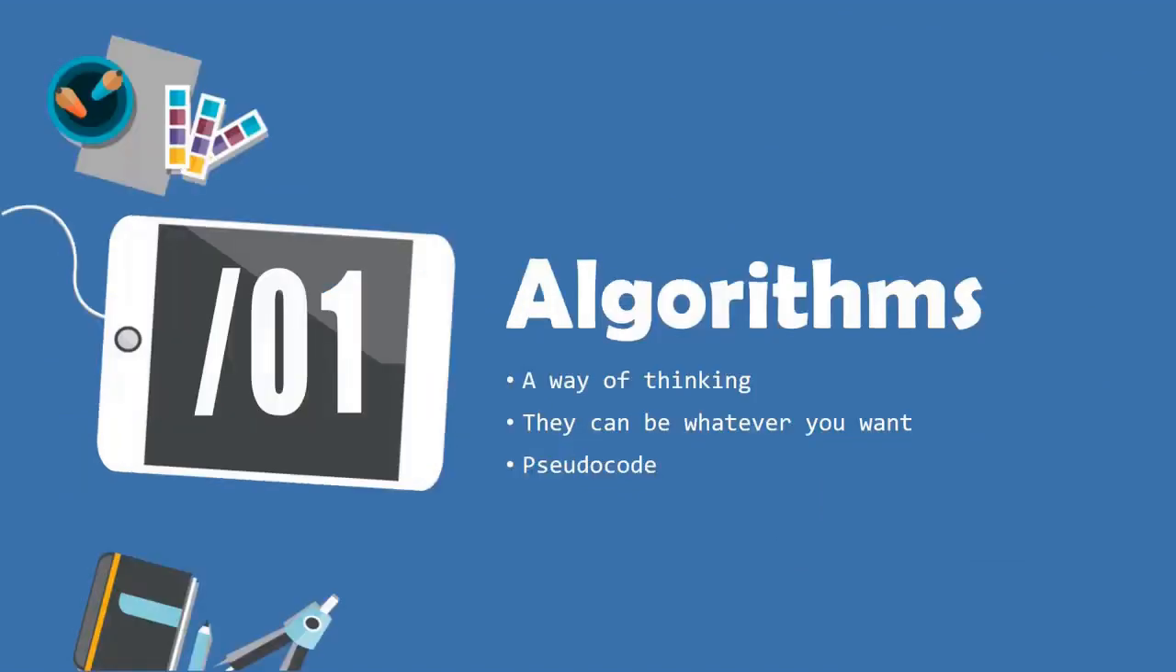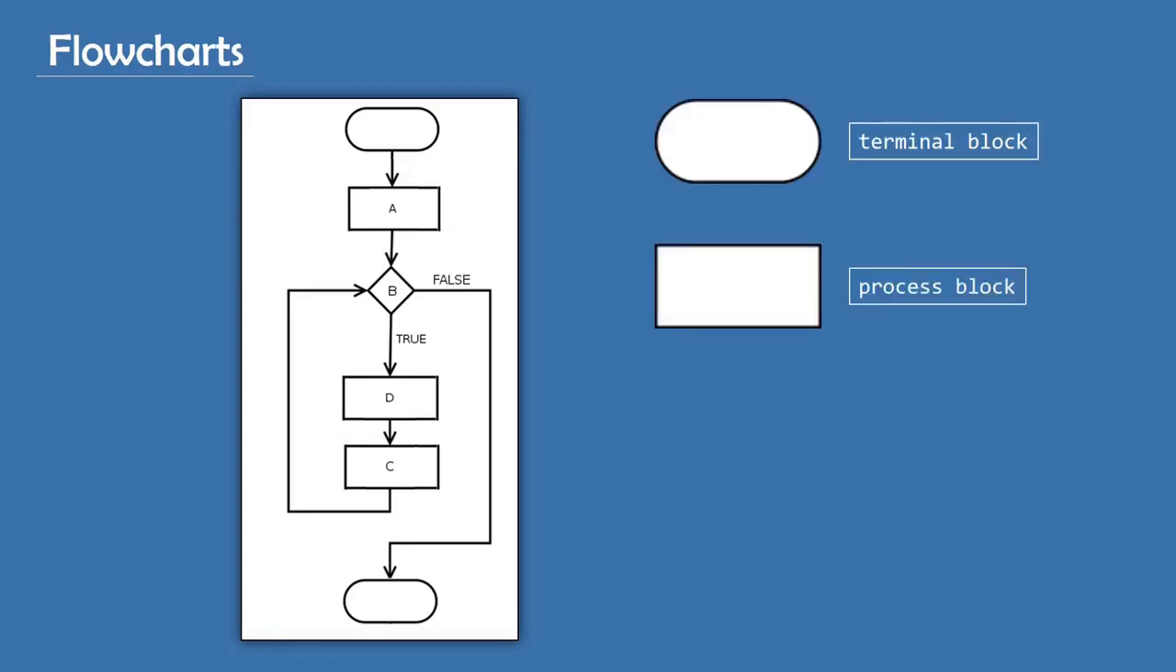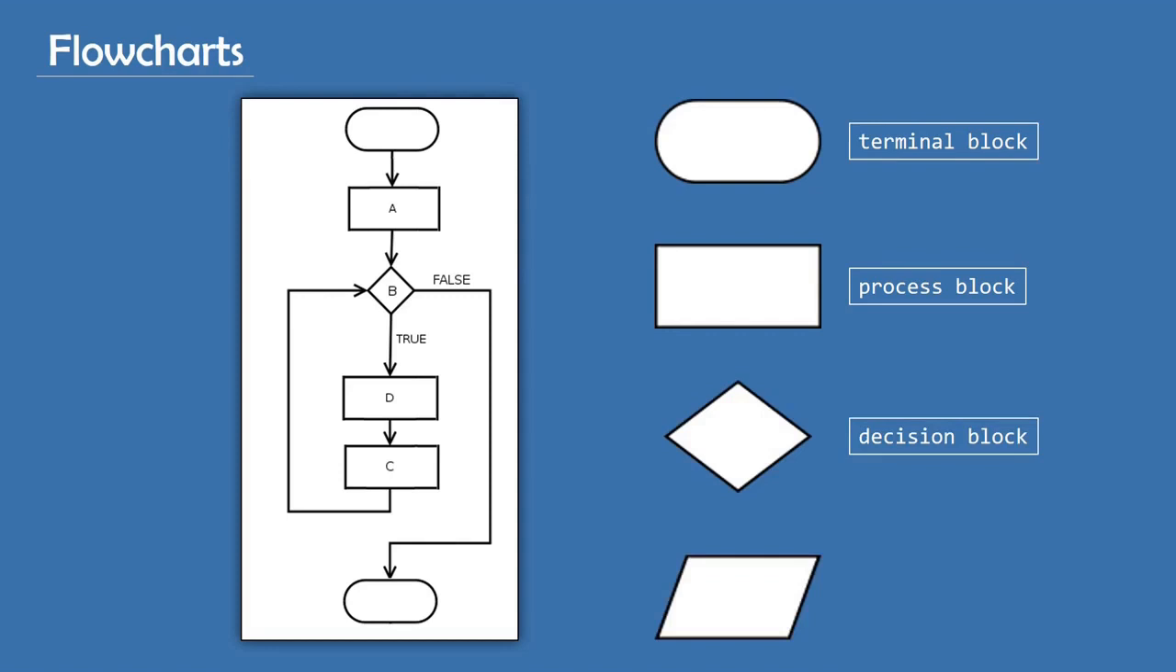Algorithms. An algorithm is a visualization of how you're going to solve a problem. Most of the time, algorithms are presented as flowcharts consisting of different types of blocks. The most common blocks are the terminal block, which indicates the beginning or the ending of a program, the process block, which represents a set of operations, the decision block, which shows a condition that determines which path the program will take, and the input or output block, which is self-explanatory.